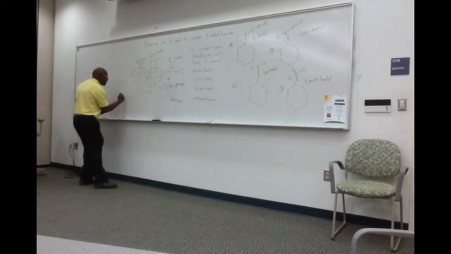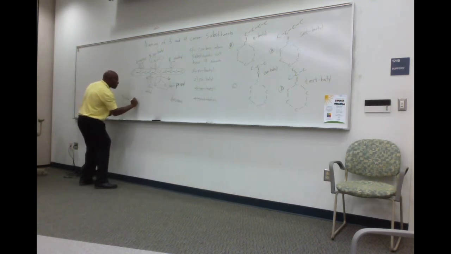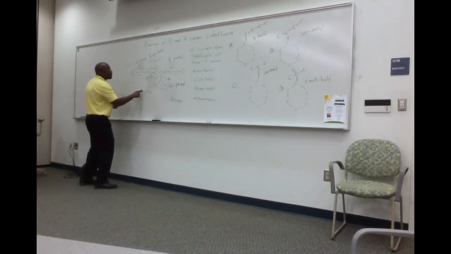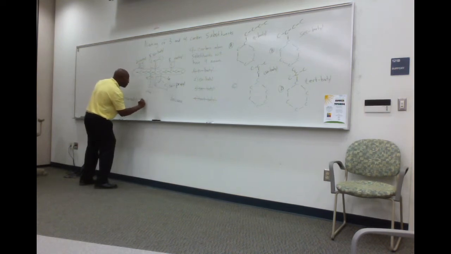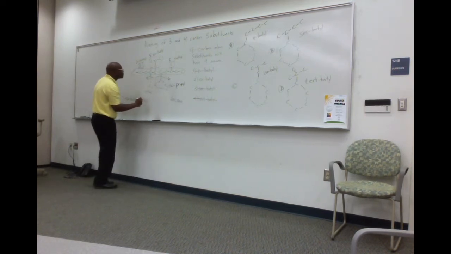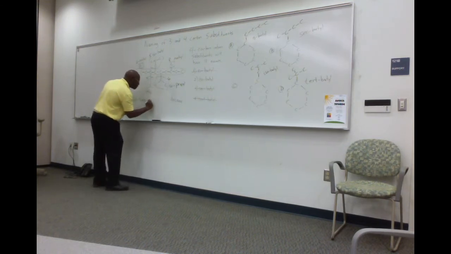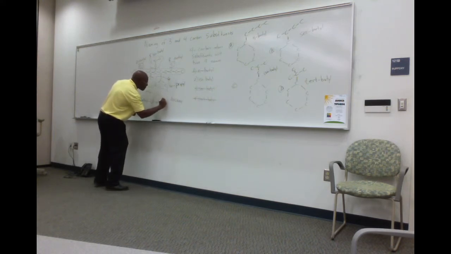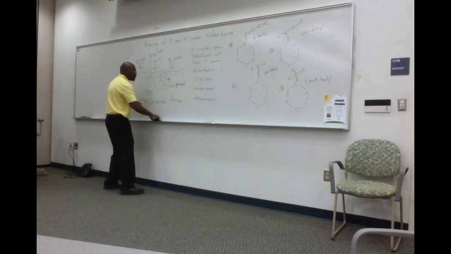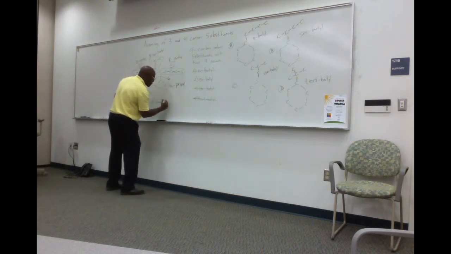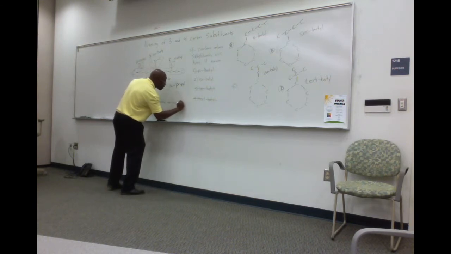2, 4, 5, 6, 7, 8. We call this 5-isobutyl, 4-ethyl, 2,5-dimethyl, 2,8, and now I know, 6-isopropyl, decane.